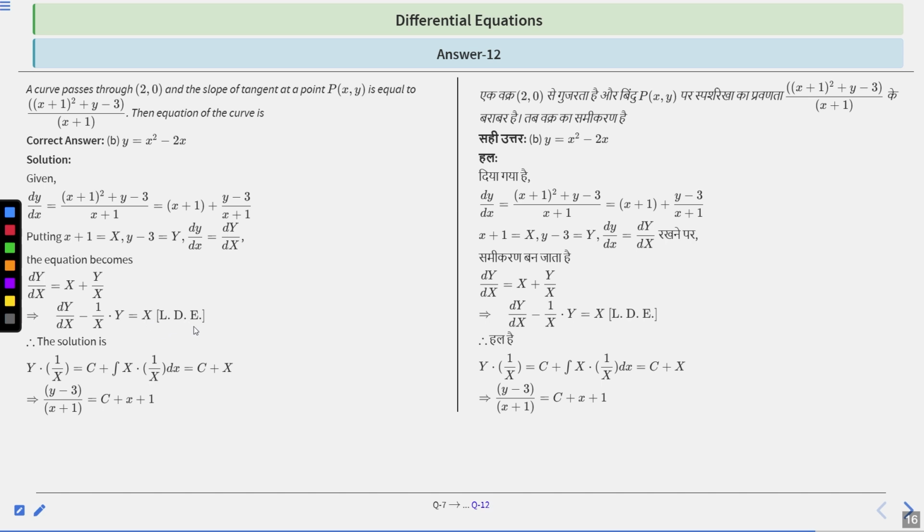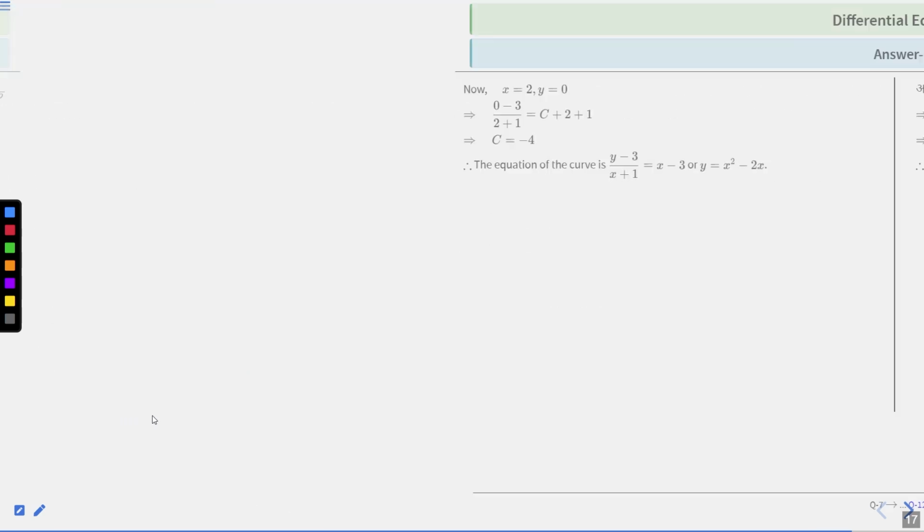Which is a linear differential equation, right? Therefore, solution will be Y into 1 by X is equal to c plus integration of X into 1 by X dX, where X and 1 by X will cancel out. Then you will get the solution as Y into 1 by X is equal to c plus X, right? Now, by putting the values of capital X and capital Y in this equation, you will get y minus 3 upon x plus 1 is equal to c plus x plus 1.